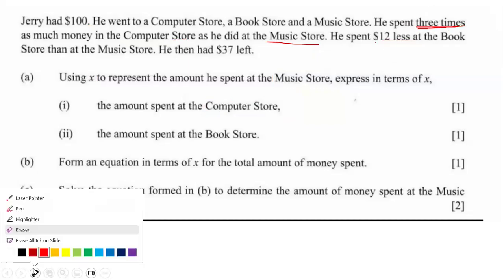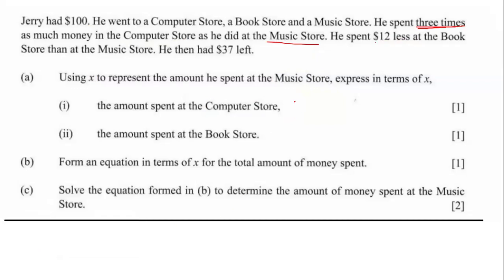What does that mean? 3 multiplied by what? It can't be 100. 100 is the amount of money he had, right? 3 times the amount of money spent where? At the music store. He spent 3 times as much money in the computer store as he did at the music store, right? So what does that mean?